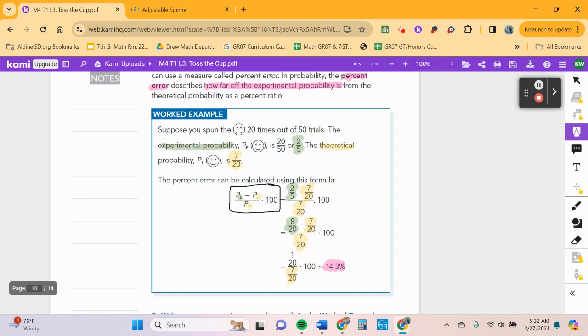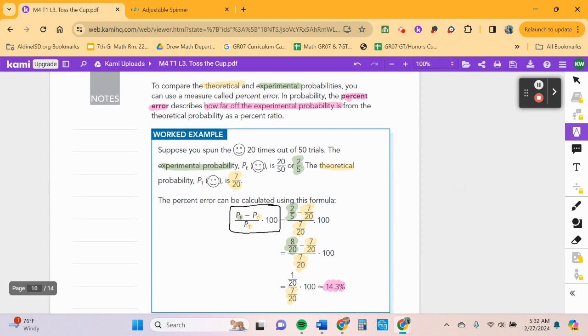Alrighty, now that we've had time to read and annotate, let's summarize what we just read. The great thing about doing this digitally is I can easily color code this for you. Notice I've highlighted all of the theoretical probability, what I thought would happen, 7 out of 20, in yellow. And then in green, I highlighted all of the experimental probability. It says, suppose you spun 20 out of 50 trials, and the experimental probability was 2/5.